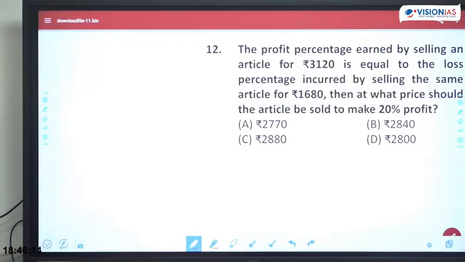Try this question. The profit percentage earned by selling an article for rupees 3150 is equal to the loss percent incurred by selling the article for rupees 1680. Then at what price should the article be sold to make 20% profit? Try this question.